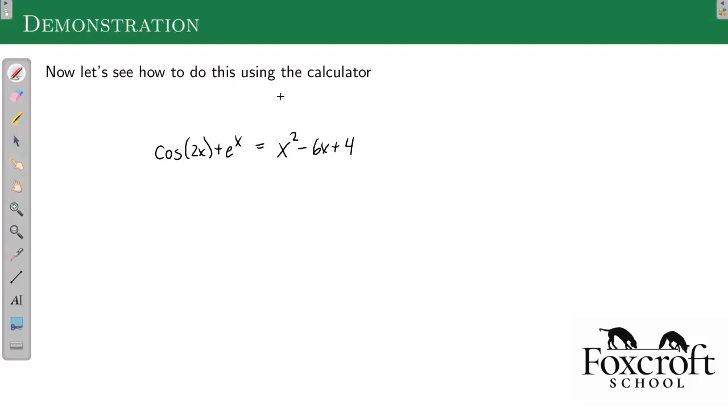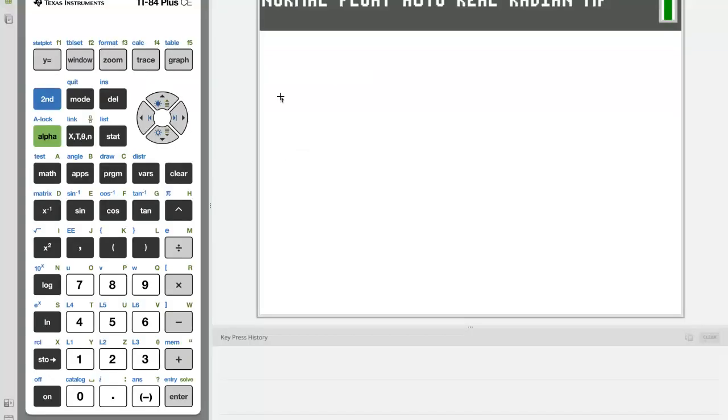So we want to use the calculator to be able to do this. And also, if this was on the calculator section of the test, even if you could solve it by hand, you might as well use the calculator, make it do all the hard work. All right, so let's see how we're going to do this.